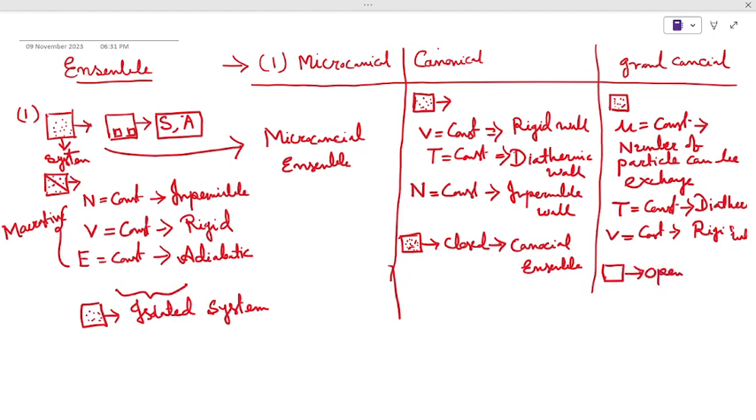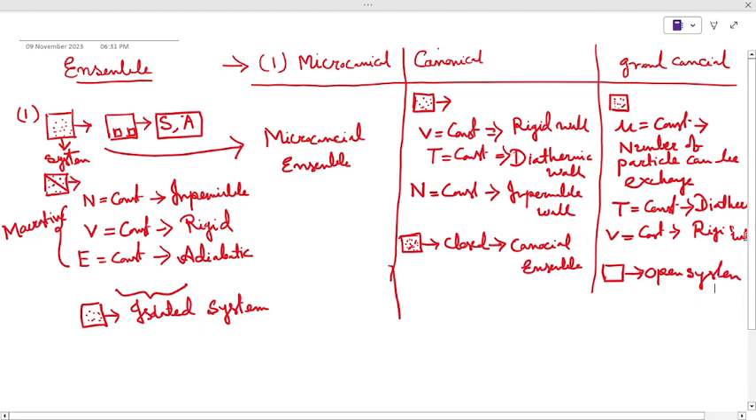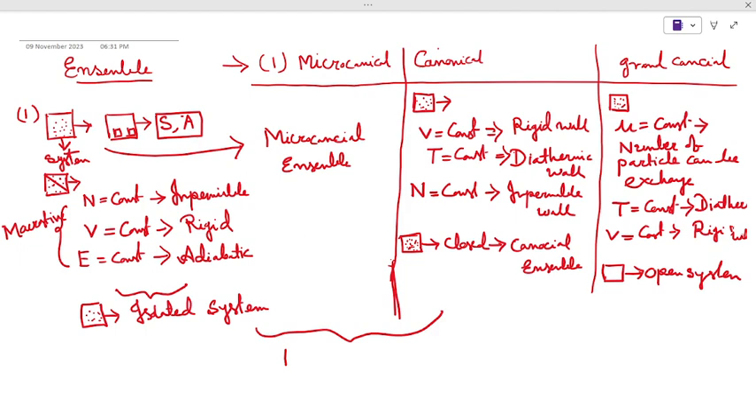If the system is open, then we study this under the grand canonical ensemble. So these three types of ensemble are available here. Our main focus will be on these two ensembles, because most of the questions come from these two ensembles. Questions will come from here, from here. So I will teach the microcanonical and grand canonical ensemble. Basically, I will teach these two topics.